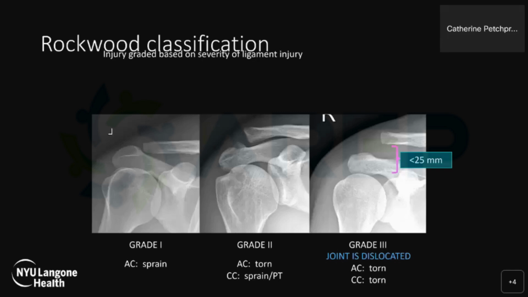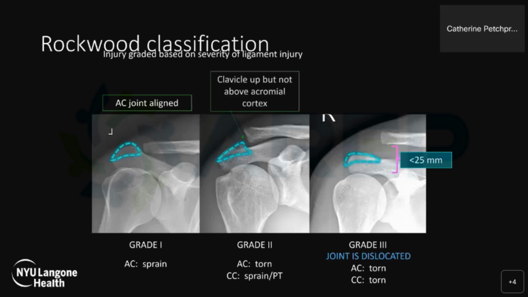The Rockwood classification is a well-known classification system for acromioclavicular joint injuries, and it predicts soft tissue injury based on plain radiographic findings. Keeping an eye on the position of the clavicle with respect to the acromial process and the distance between the coracoid and undersurface of the clavicle. Grade 1 injuries are joint sprains. The radiographs are normal. The AC joint is aligned in the coronal plane, and the acromioclavicular joint distance is normal, less than 8 millimeters. The corticoclavicular distance is also normal, and less than 13 millimeters.